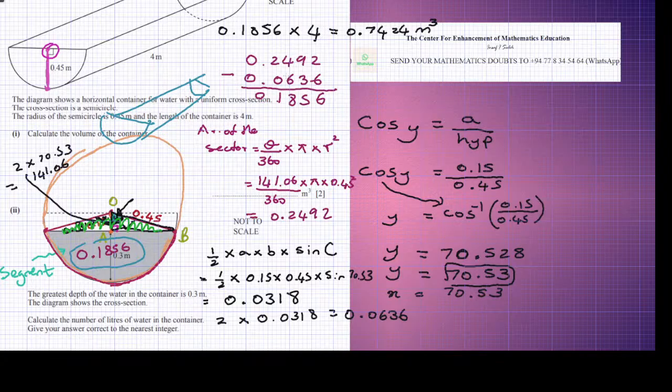They want us to give the volume of the liquid in liters. So what's the connection? 1 cubic meter is equal to 1000 liters. So then how many liters would it be? 0.7424 multiplied by 1000, which would give us 742.4 liters.